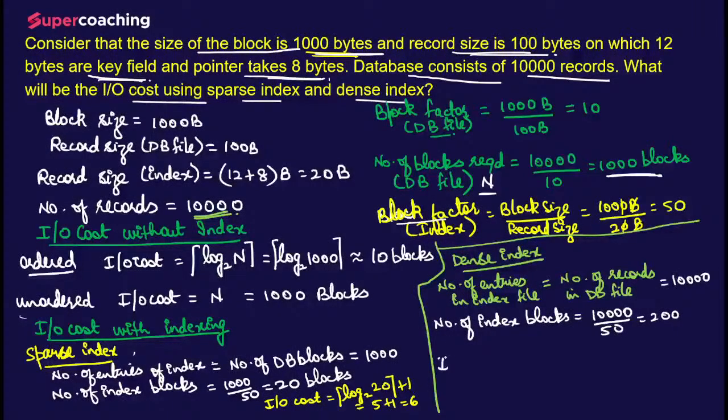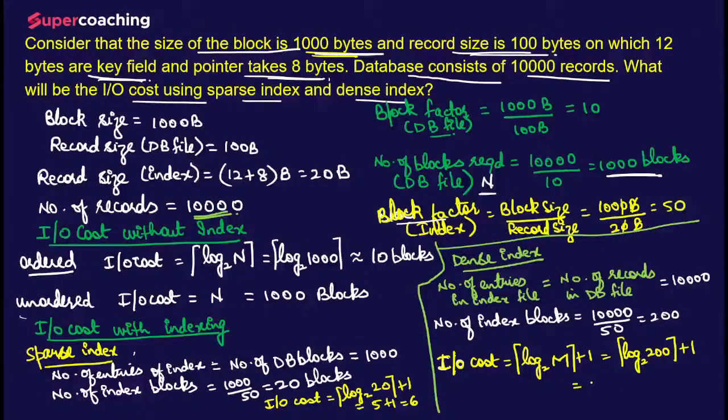And IO cost is log base 2 of m, that is index blocks. IO cost is log base 2 of m plus 1. So m is nothing but 200. Take the ceil value plus 1. 2 raised to power 7 is 128. So 2 raised to power 8 is 256.